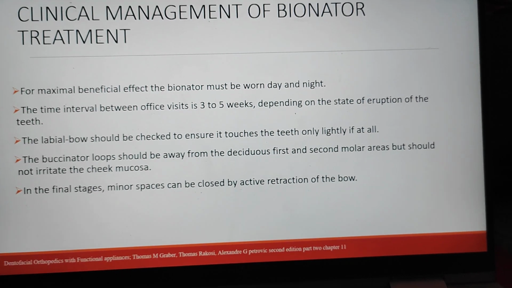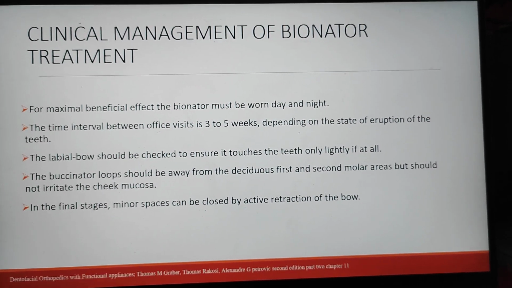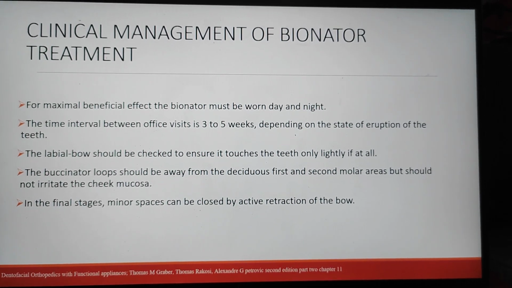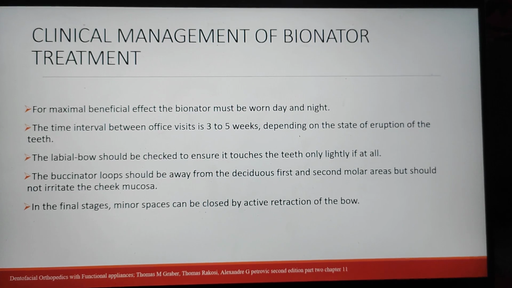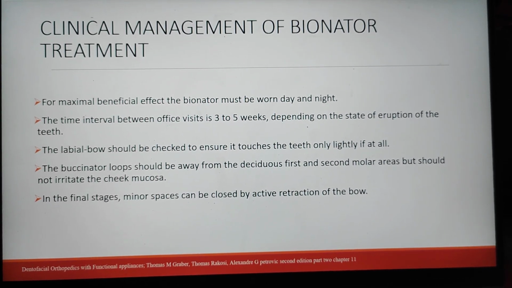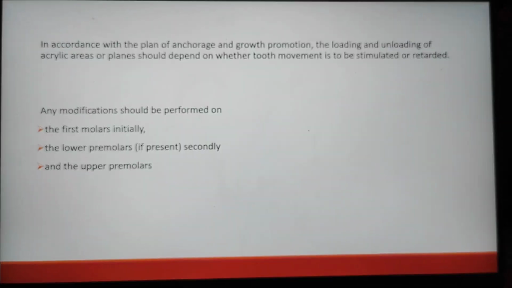The buccinator loops should be away from the deciduous first and second molar area, but they should not irritate the cheek mucosa. And in the final stage, if minor spaces are still open, active retraction can be done with the help of the labial bow.